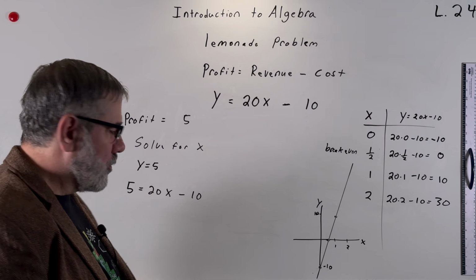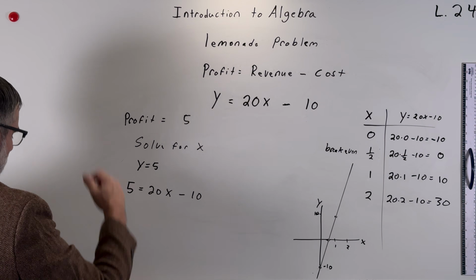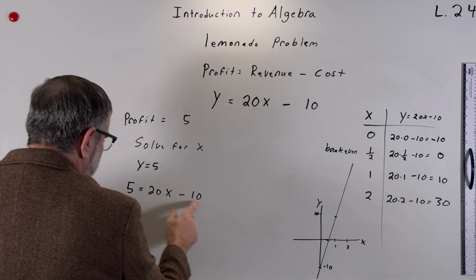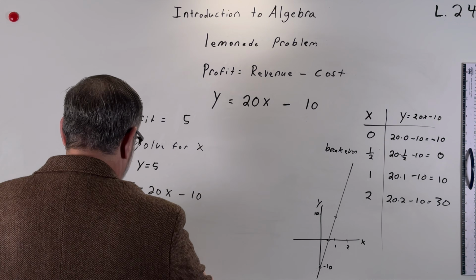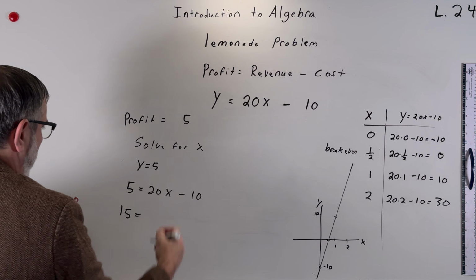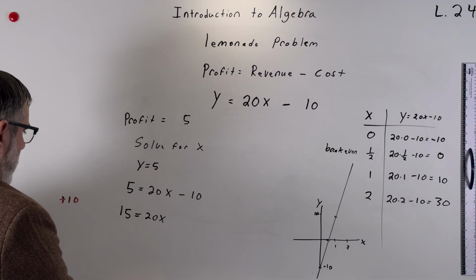And to solve for x, we play that game again. We have to move everything to one side or the other. Since x is already on the right side, let's just leave it there. Now let's add 10 to both sides. Adding 10 to the left-hand side, 5 plus 10 is 15. Adding 10 to the right-hand side just gets rid of that minus 10. So we get 20x.